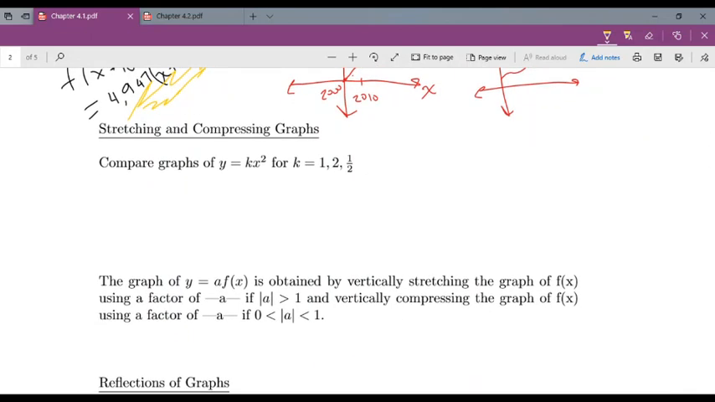Alright, let's look next at stretching and compressing graphs. So we want to compare the graphs of y equals k times x squared for k equals 1, 2, and a half. The easiest way I know to do this, where I'm not sketching it out and looking all crazy, is to go over to the calculator and show you an example of all of them. I feel like you can get a better grasp on the image that way. So let's do that really quick.